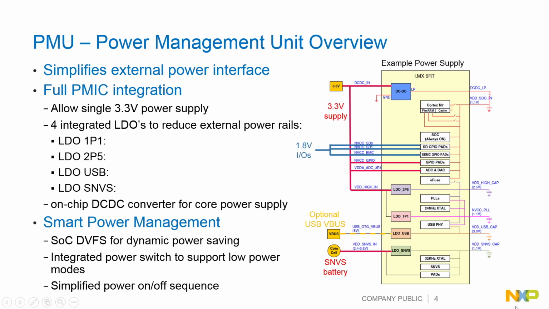And then we have several I/O domains you could optionally power at 1.8 volts with an additional supply. The I/O domains are all separate, so you can mix and match 1.8 volt and 3.3 volt I/Os as needed for your system.